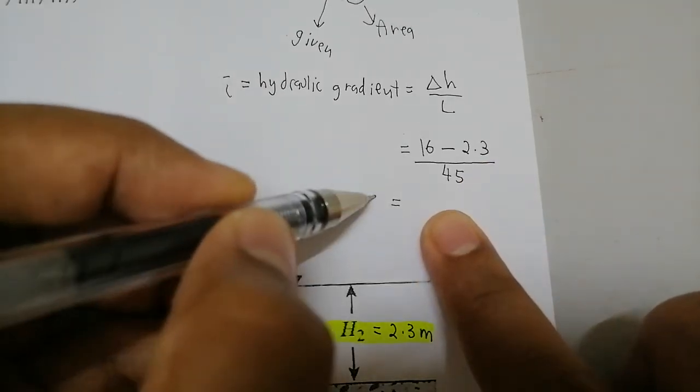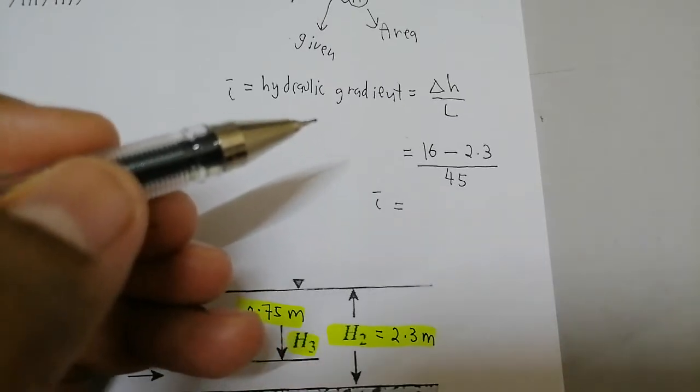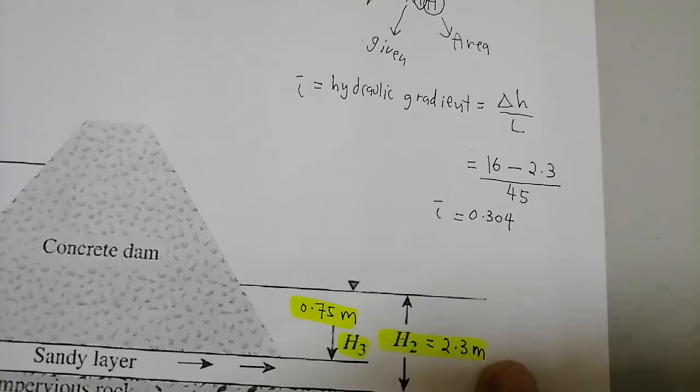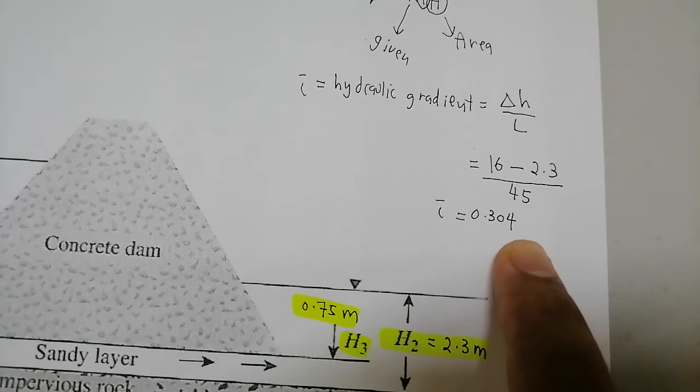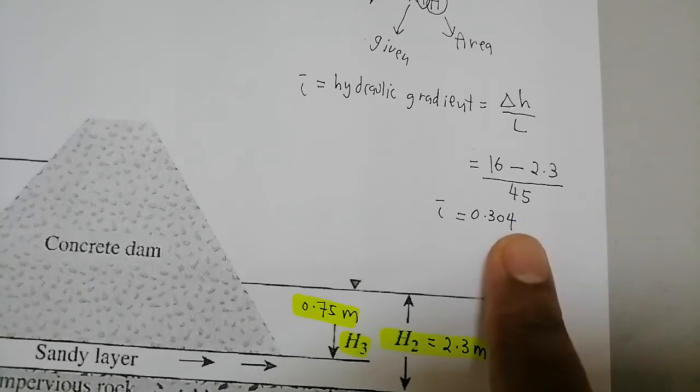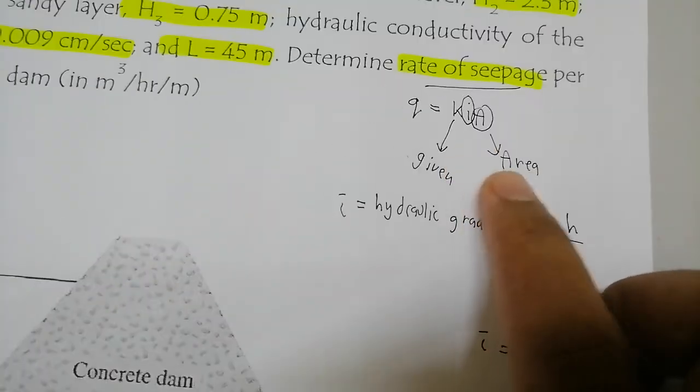When you plug these numbers into your calculator, you'll get I equals 0.304, and this is dimensionless, okay? No unit for I. So the next one, we have to find the area.